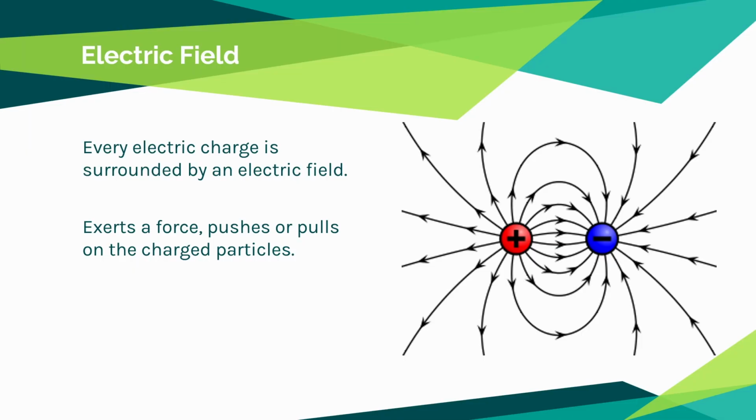Electric field. Every electrical charge is surrounded by an electric field. An electric field is the region around the charged object where it can push or pull on other charges. Even if two charged objects are not touching, the field allows a force to act over a distance.